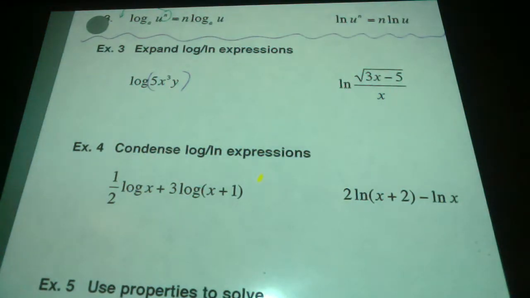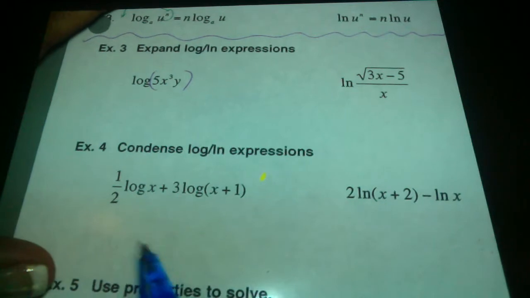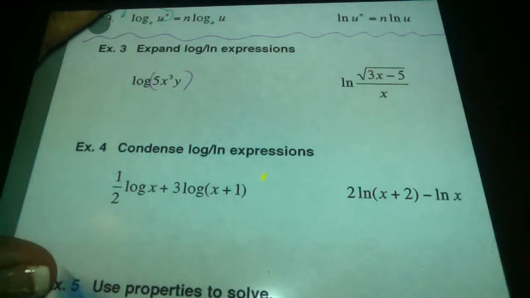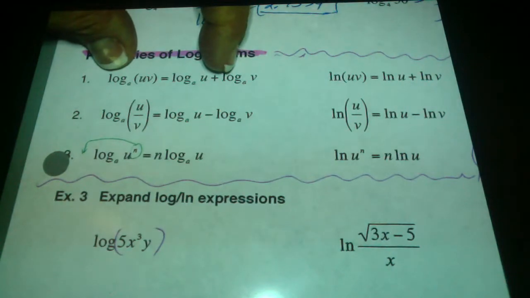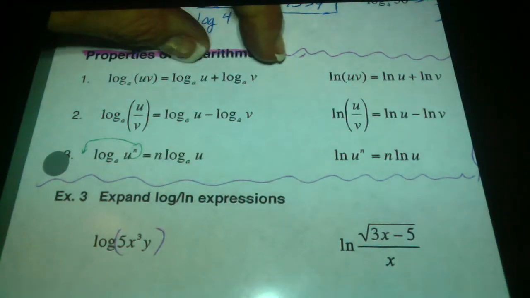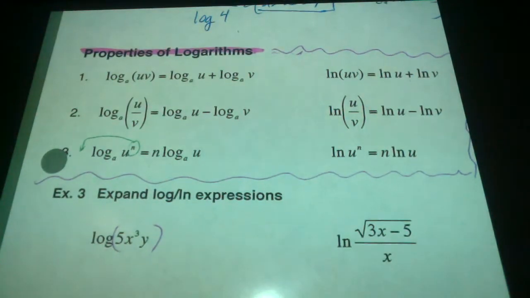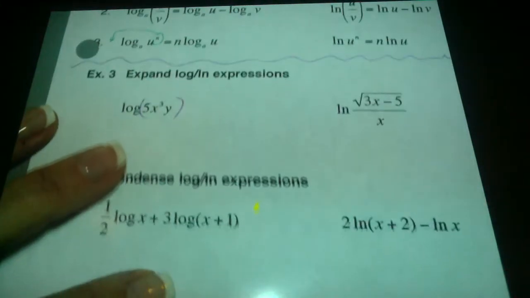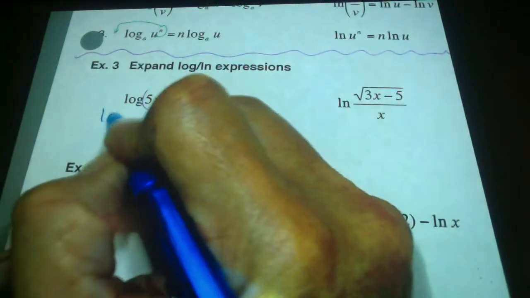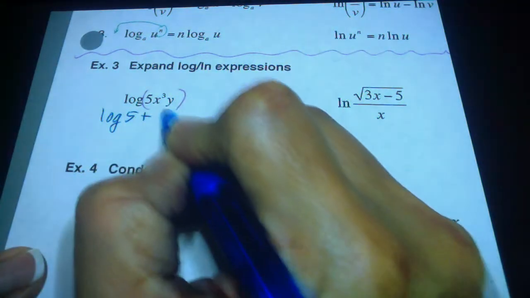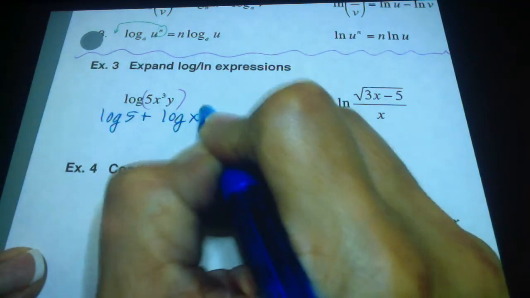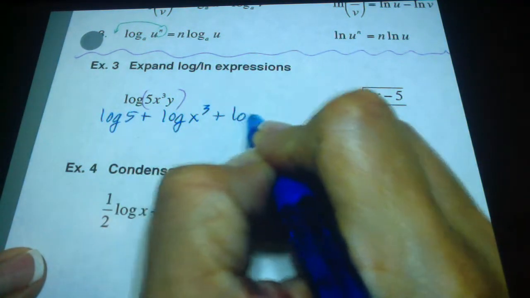All we're going to do is look at the fact that I've got 5 times x cubed times y, and we're going to tear it apart, pull it apart. Multiplication means I do what? Add. Because we're going to tear it apart. So we're going to use this property up here. As we multiply, we take each one of the different factors in that product and add them together as separate logs. So I have the log of 5 plus the log of x cubed plus the log of y.